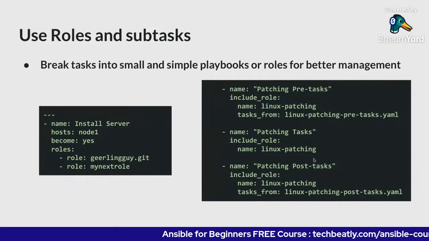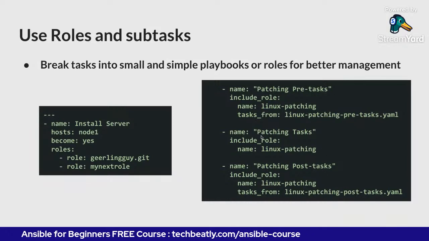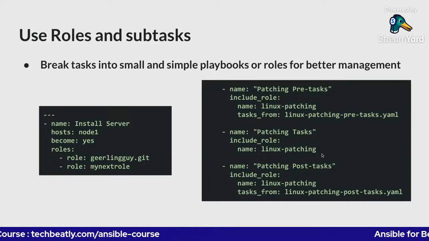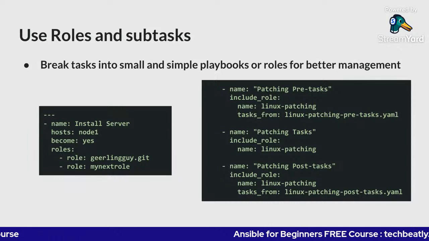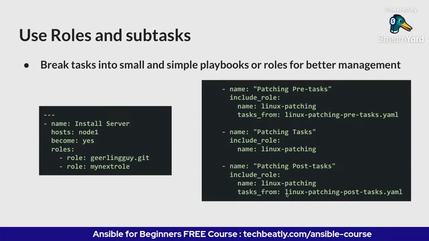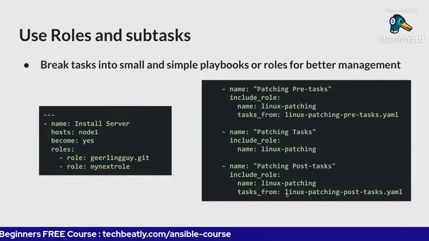So it won't go to the main.yaml in the role. Next, I am calling the patching task, again the same role. I didn't tell which task, so of course it will execute the main.yaml. Again, I'm calling the same role, but this time I am telling Ansible to execute the task from Linux patching post task.yaml. So pre-task, patching, and post.